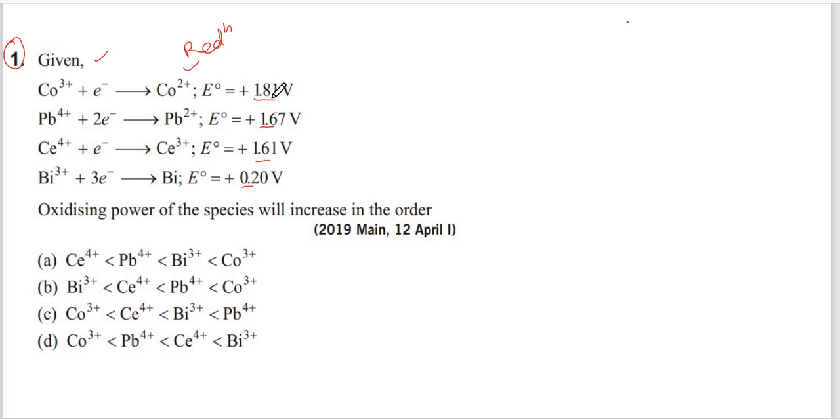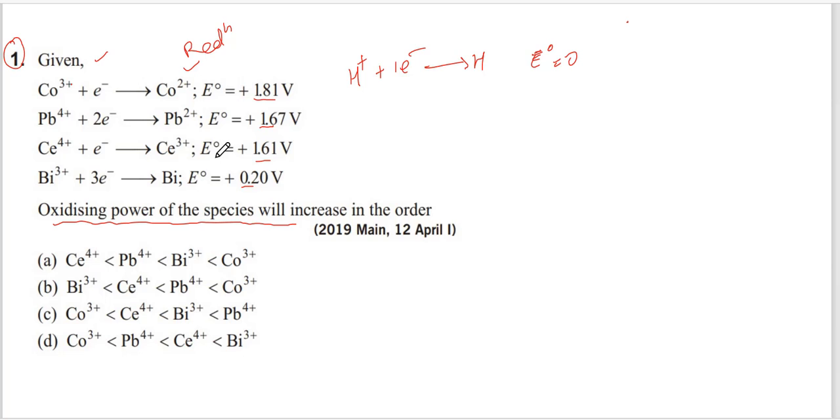1.8 times greater than the hydrogen electrode. Suppose H plus is there, taking one electron and forming hydrogen. This value is taken as E naught value is 0. So compared to this hydrogen taking tendency, this cobalt 3 plus taking tendency is 1.81 times. Now here the question is, oxidizing power of the species will increase in order.